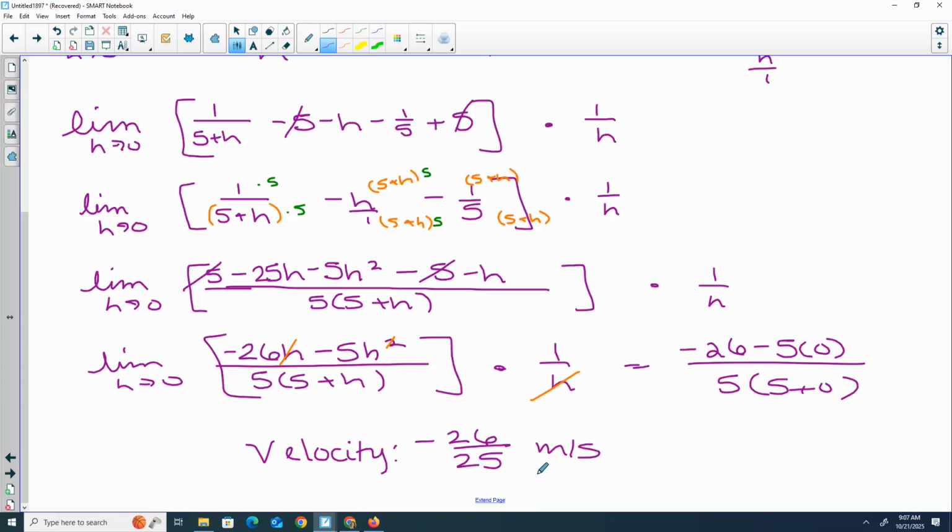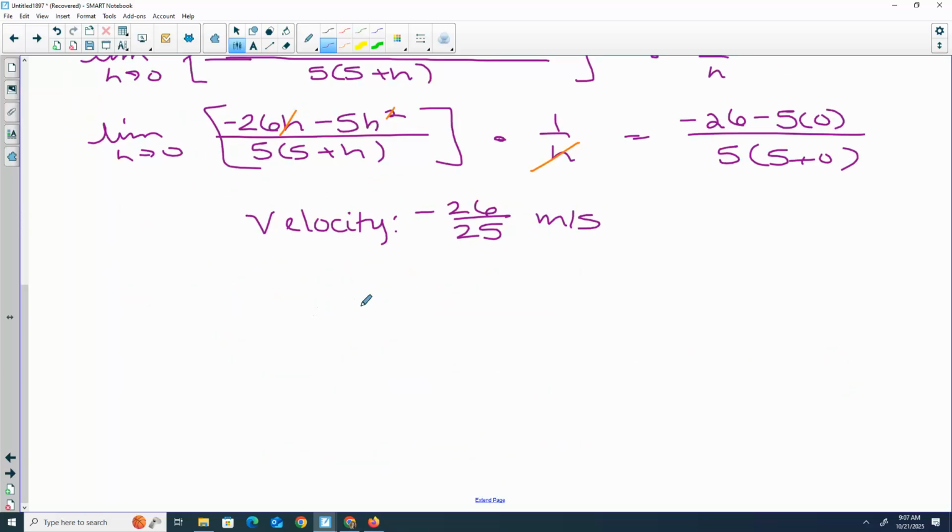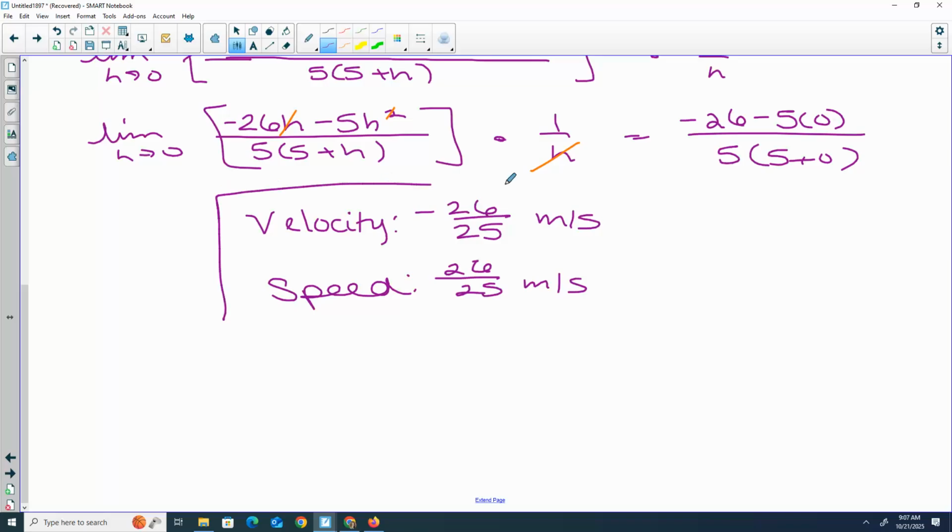So it's meters per second. The directions ask for velocity and speed. Velocity is just speed with direction. So speed is just the positive of this. So my speed is 26 over 25 meters per second. The velocity is negative to indicate it's going down at that point. Or in this case, it was a particle moving, so it'd be going backwards at that point. Speed is the absolute value.